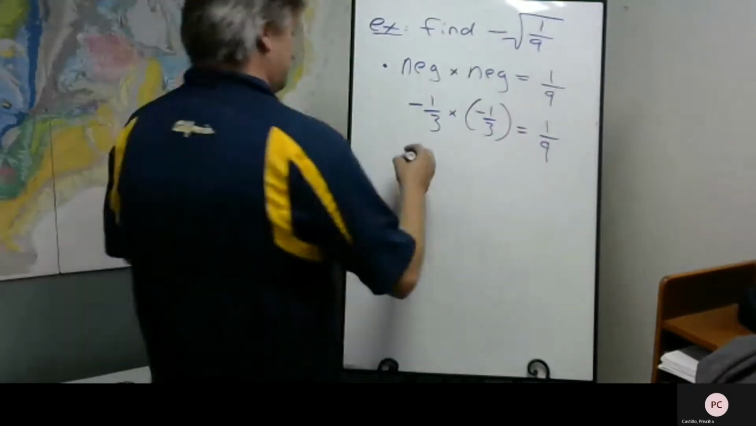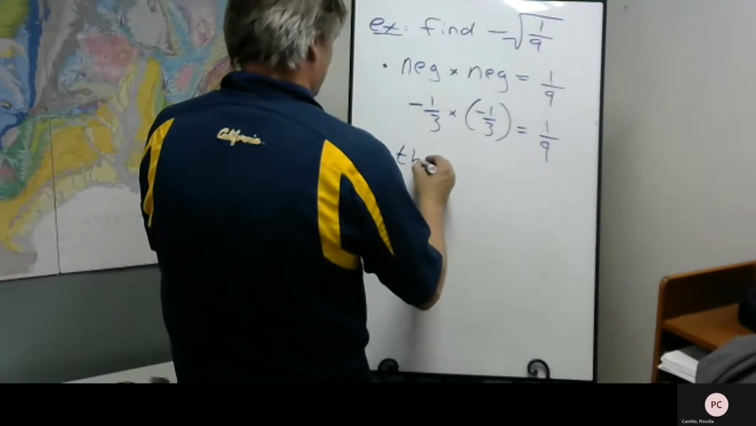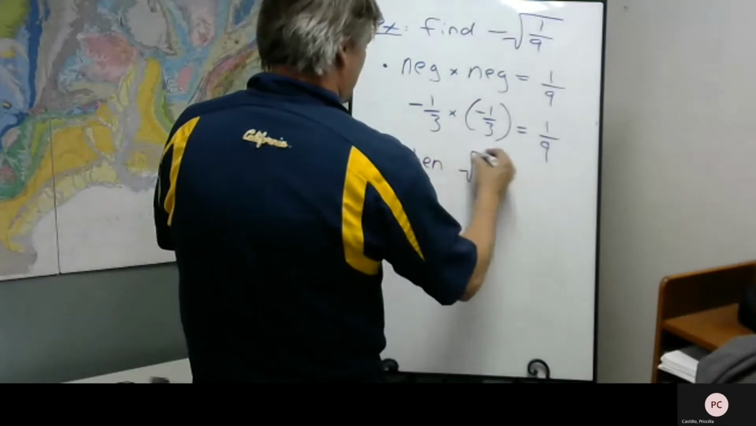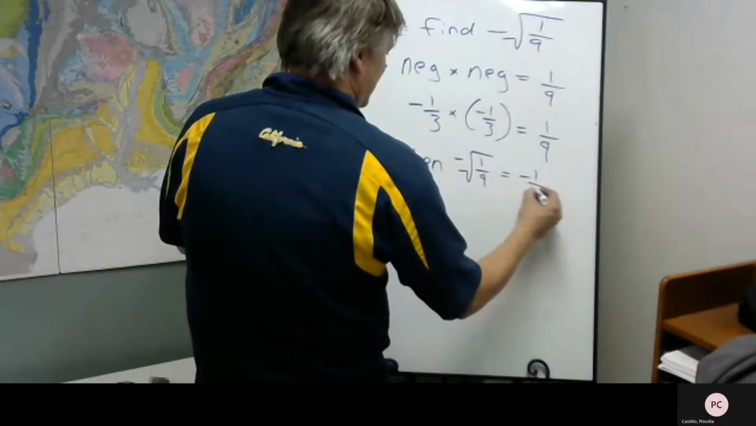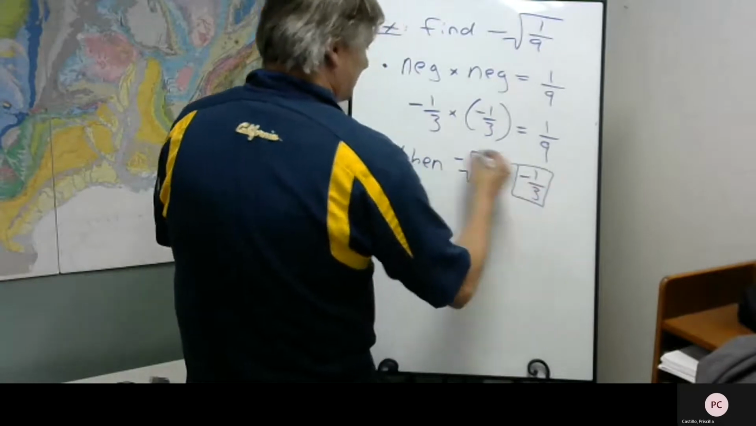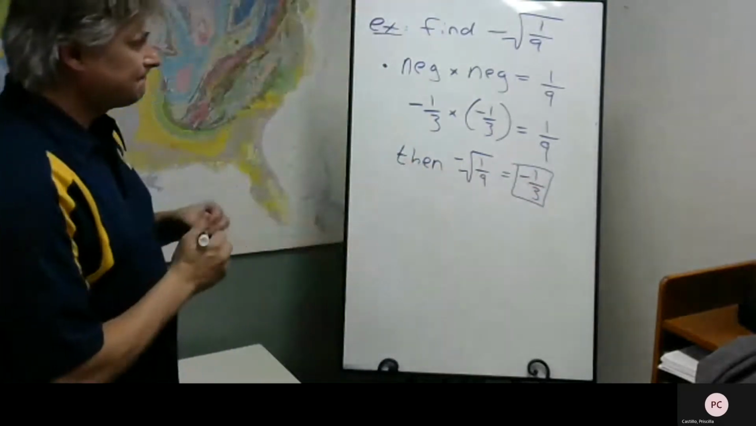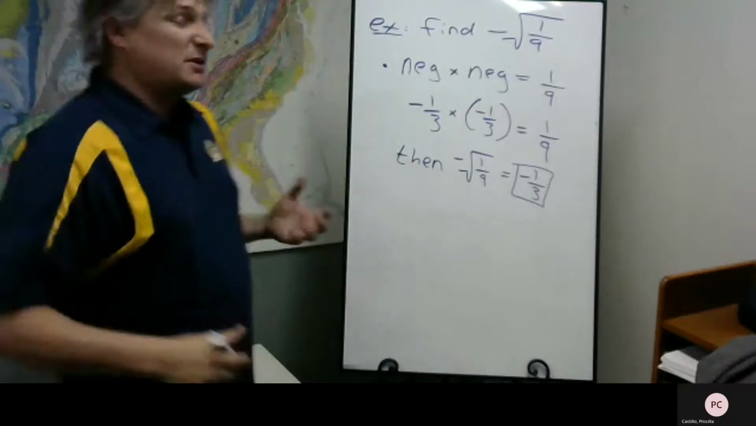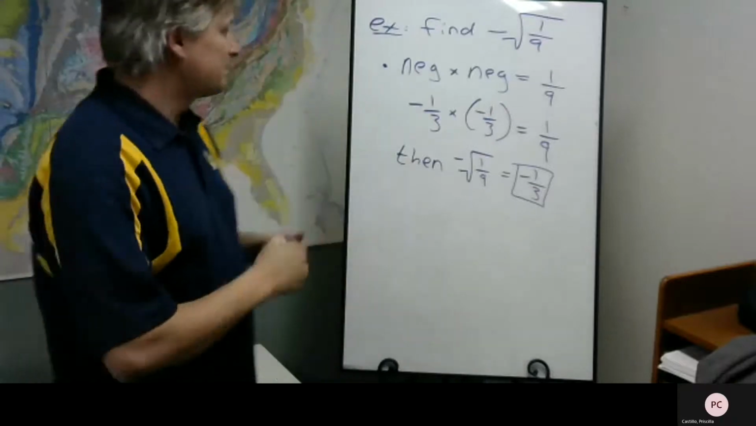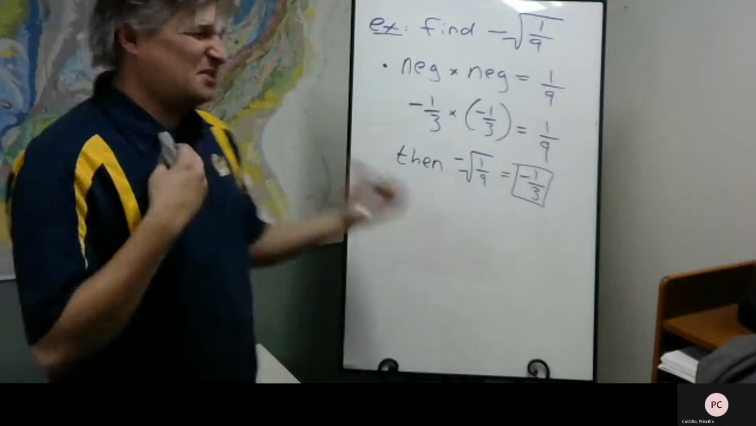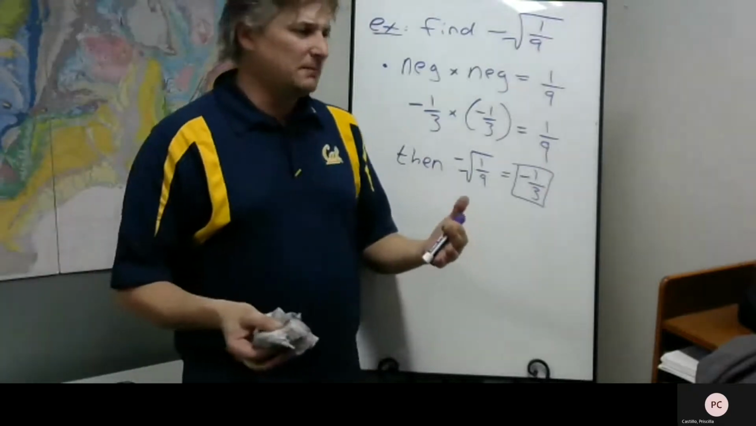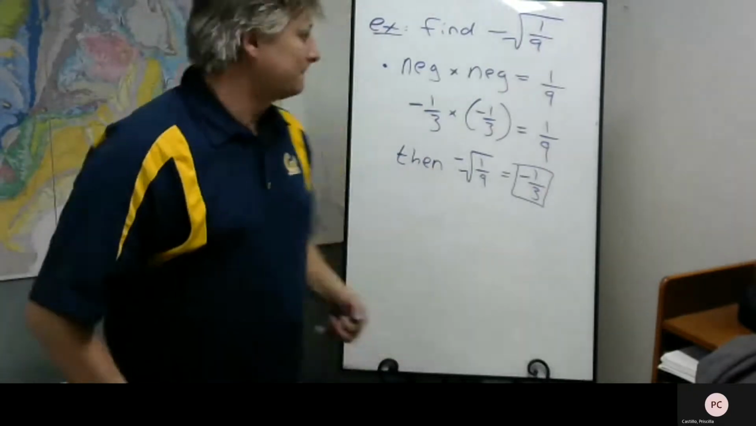That means the negative square root of 1/9 is negative 1/3. So you can think of it like this. Now, there's another way you could think of this. If this negative and positive thing is going to get confusing, and it can in a little bit.